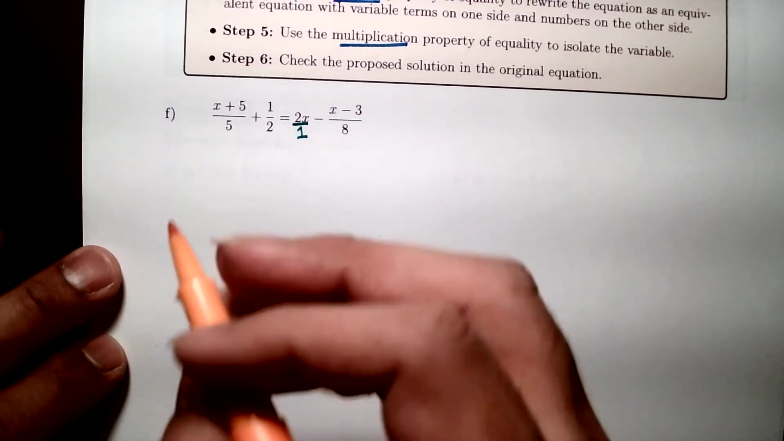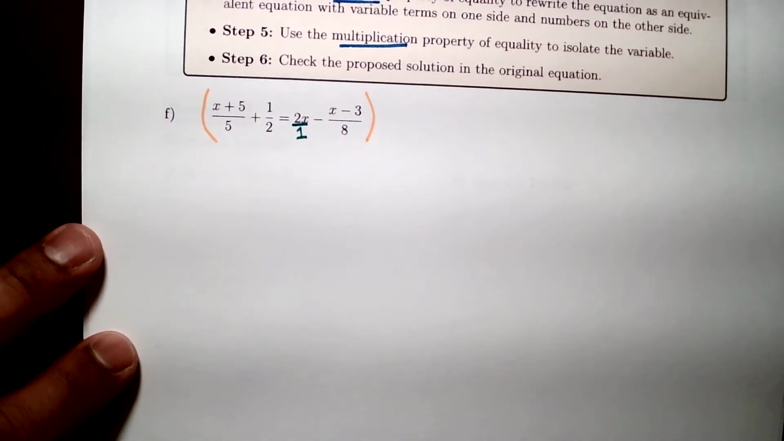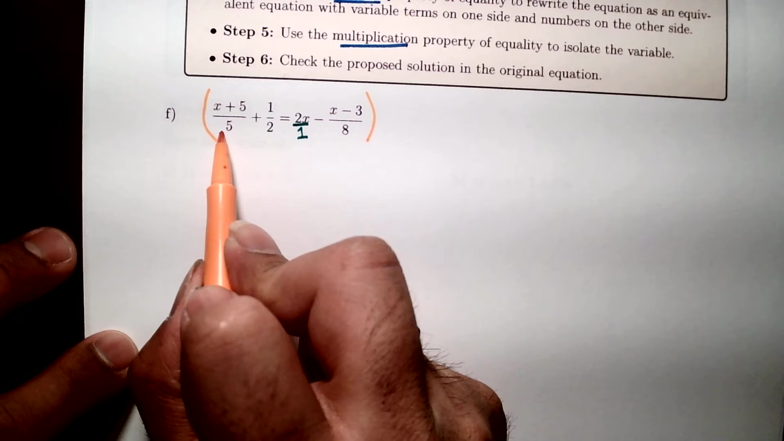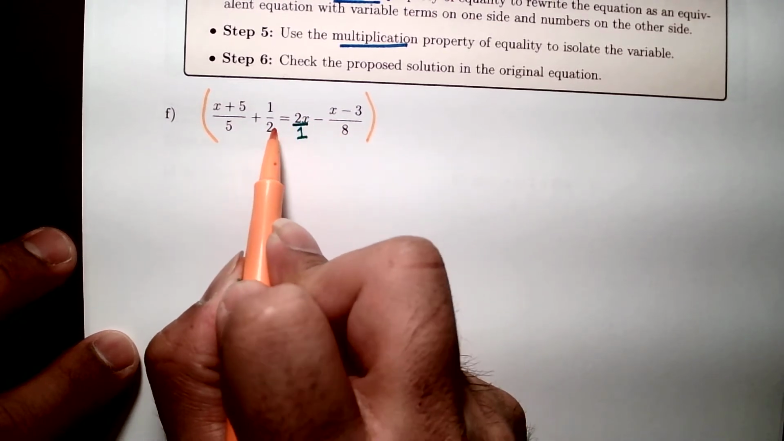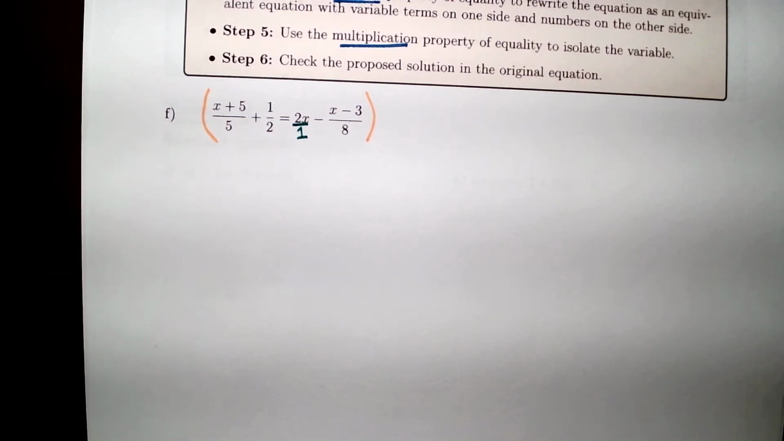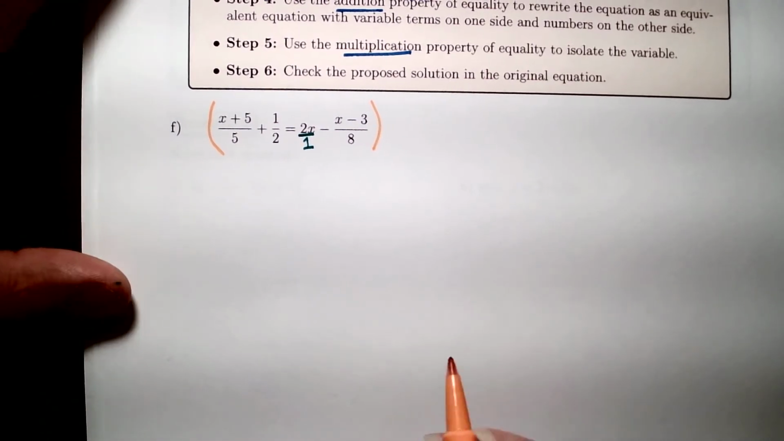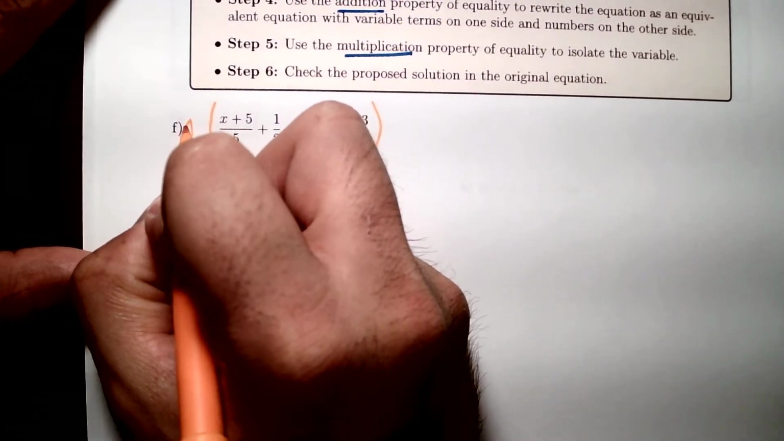In this case, we are going to do the same as we did in the previous example. We are going to look for a number big enough to divide the 5, the 2, and the 8 evenly. If you want to pause the video and think of it for yourself, that's fine. Otherwise, I'm just going to give you the number. That's a 40.